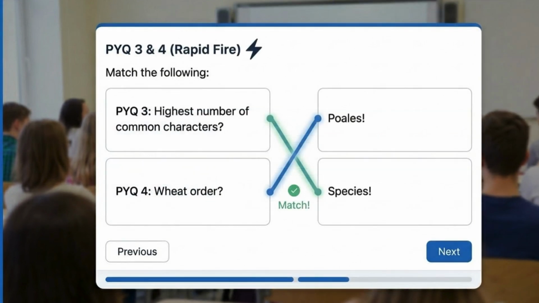Rapid fire for PYQ 3 and 4. Which taxonomic category has the highest number of common characters? 3, 2, 1. The lowest one, species. And what is the order for wheat? 3, 2, 1. Look for the suffix, it's Poales.